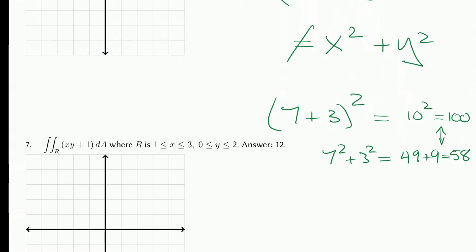So see me afterwards if you think you want a sticker, like you got a 79 and you're like, I was on the cusp, I should get a sticker. Get a sticker. Let's say you got a 30. You want a sticker? Take a sticker.